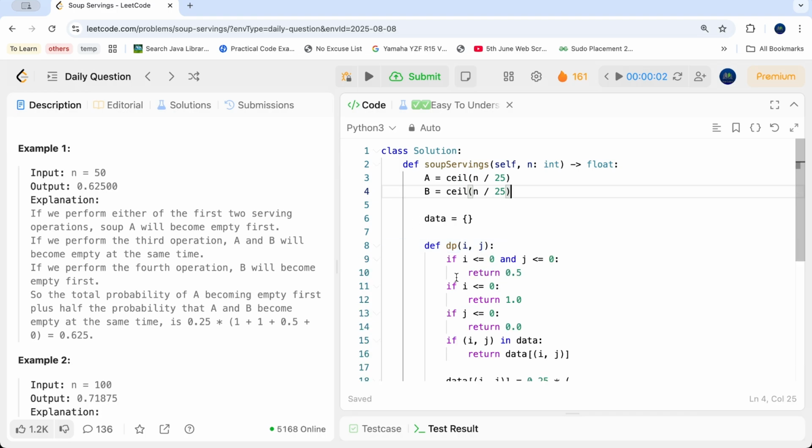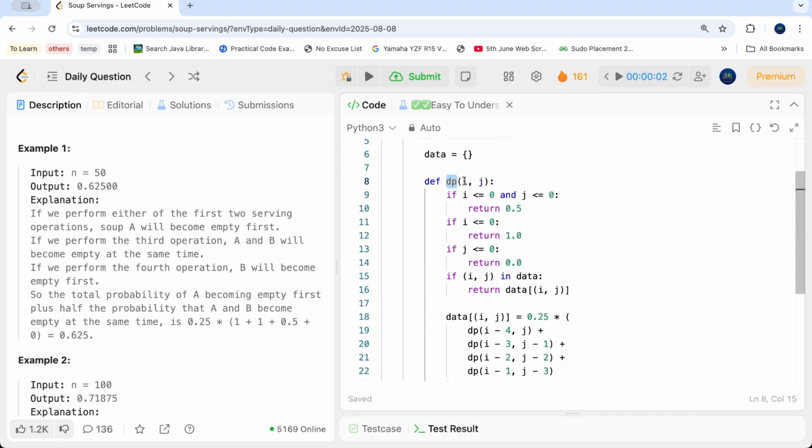Now let me try to explain to you the original dp function. In this, we are given an i and j. These are the original capacities of A and B. If i is less than or equal to 0 and j is also less than or equal to 0, it means that both are reduced to 0. So we can directly return 0.5, right? That's the probability if both are 0 at the same time.